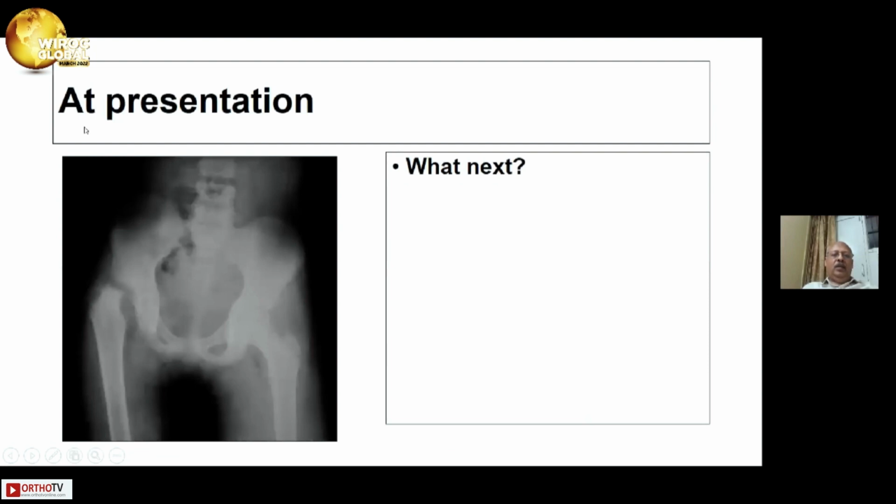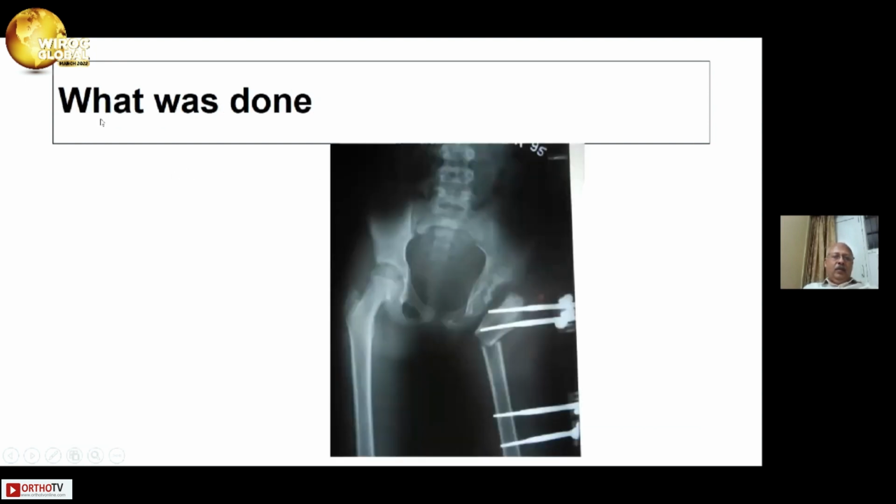And this is how the girl presented to us. The patient had a Trendelenburg gait and was worried about the limb. So what we did was an Ilizarov hip reconstruction procedure using the limb reconstruction or monolateral fixator. And this is what we did.